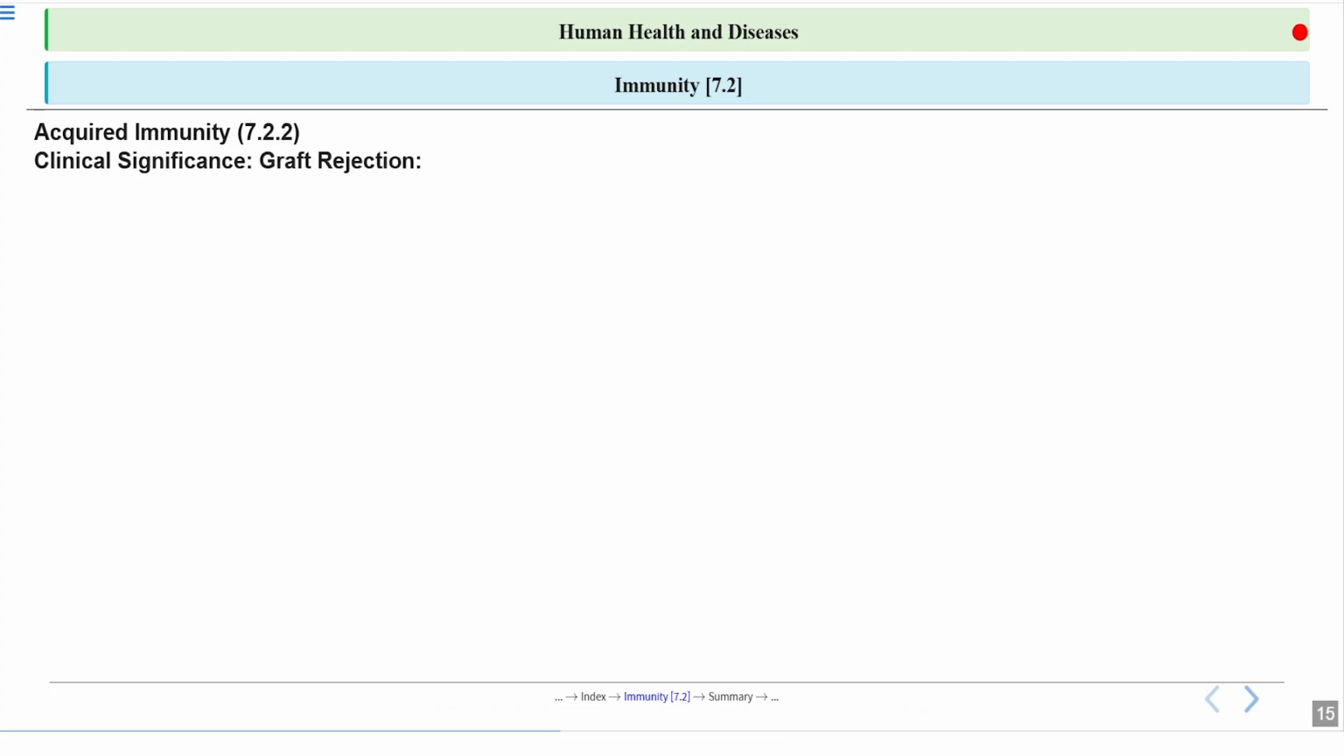Let's talk about the clinical significance. Within this we'll be talking about graft rejection. In the case of organ transplant, these organs can be rejected because of the immune system, or because of the immunity. Now, which type of immunity is involved in rejection of these grafts or organs? It is cell-mediated immunity. Cell-mediated immunity is the main reason why tissue and organ transplants are often rejected. It recognizes these grafts as foreign and tries to remove them.